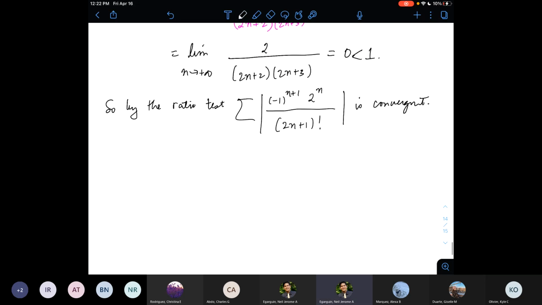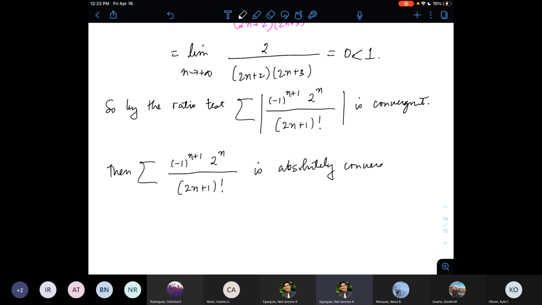And since the series with the absolute value is convergent, then the series without the absolute values is absolutely convergent. And remember, absolute convergence implies convergence as well. So this one is absolutely convergent by the ratio test. Okay.